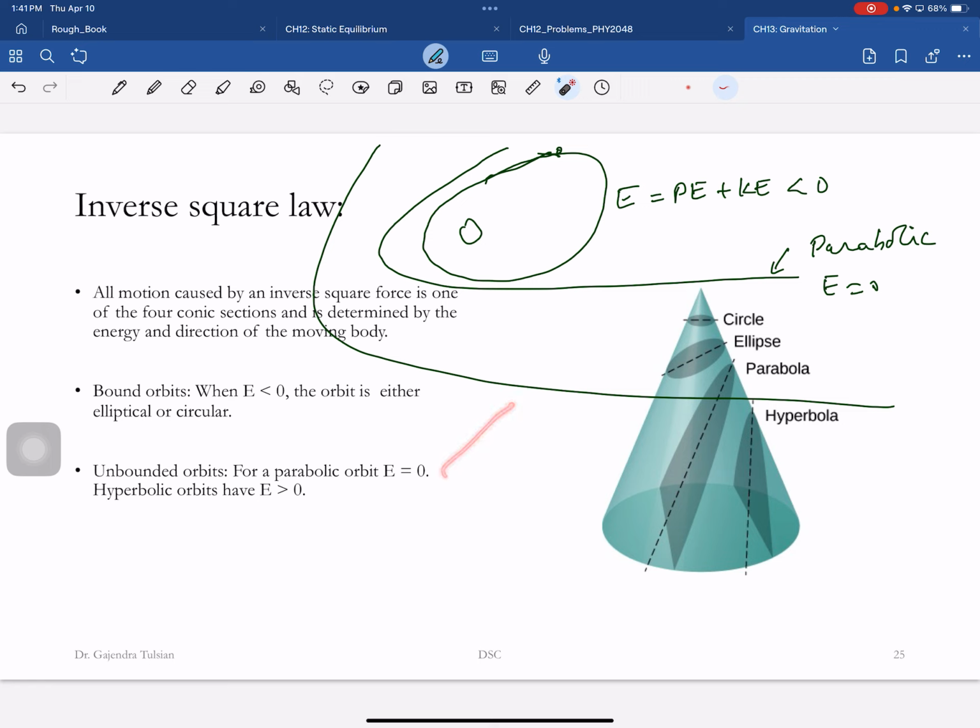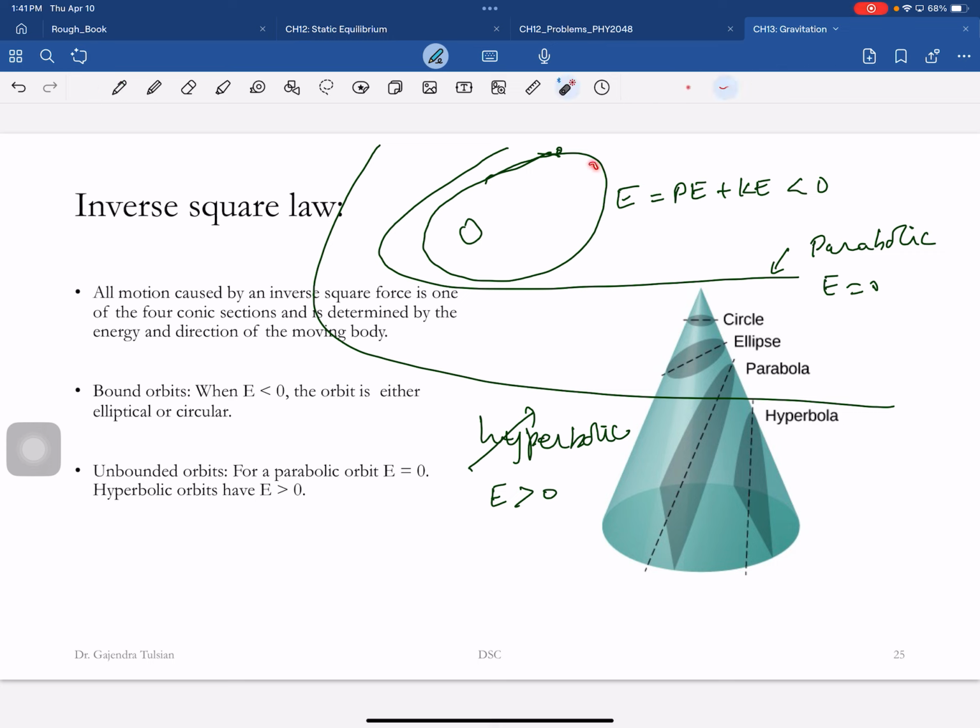This is a hyperbolic orbit. And for that, E is greater than 0. So for this orbit, you have to go to infinity, throw the ball, and then it'll swing around the earth and go back and have kinetic energy, non-zero kinetic energy. Okay?